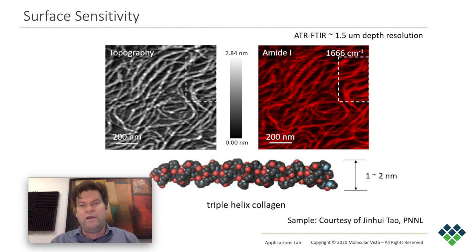The amide 1 is a good absorption peak for us to look at for proteins. So we dial into that with the 1666 wave number. And you can see how nicely we highlight where those fibrils are, but not where the mica is. So really able to come down to just nanometer tall information and resolve that out of the material. So really this is something that the dynamic mode of the PiFM just does exceptionally well.